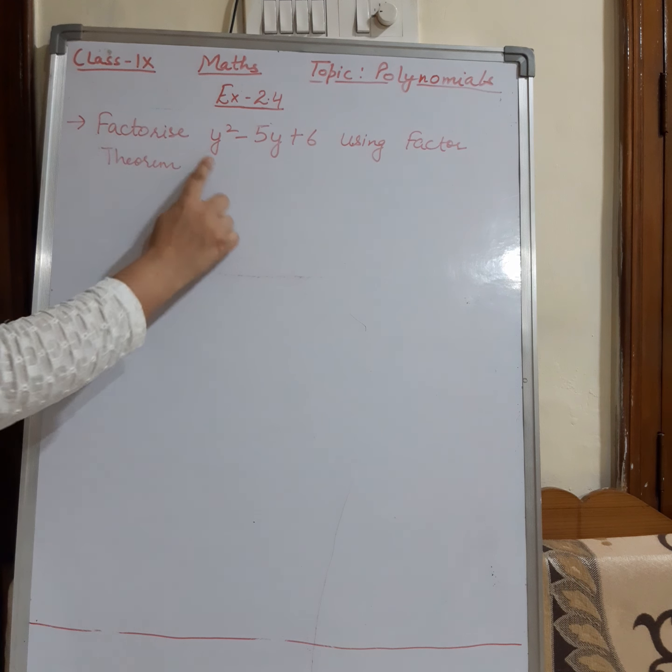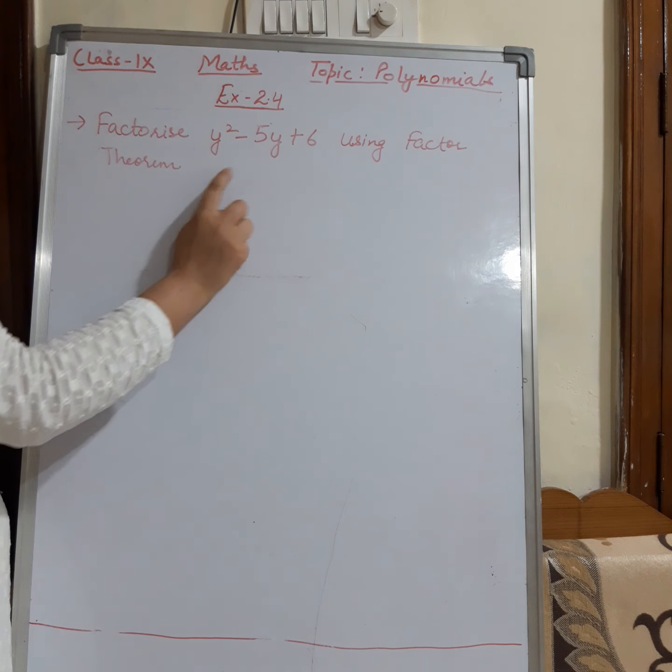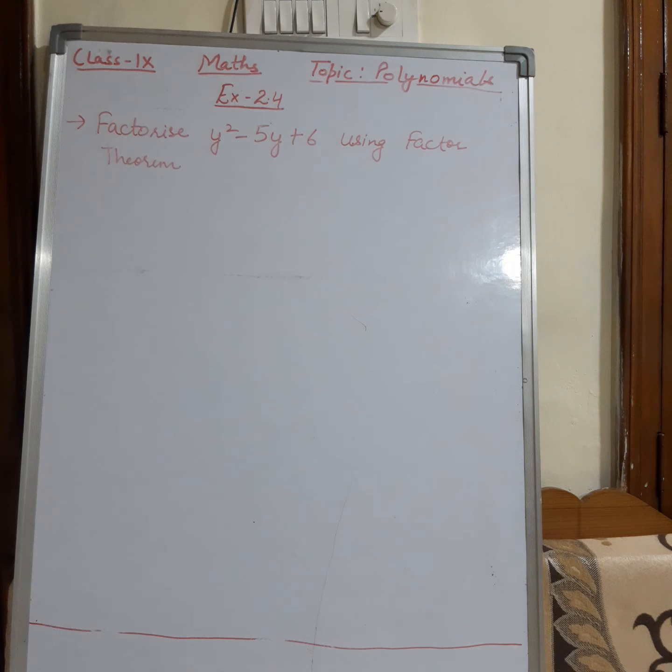Now you can see which type of polynomial it is? Quadratic, because the degree is 2. If the question is only written as factorize, you can use any method, whether middle term splitting or factor theorem. But if the question specifically mentions that you have to use factor theorem, then you have to use it. Now listen to the steps of using factor theorem.